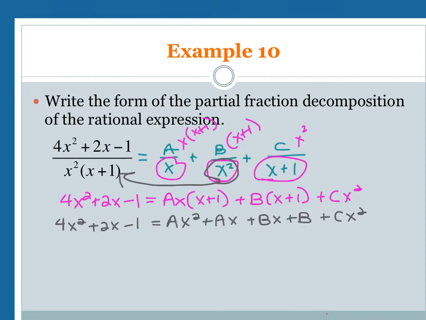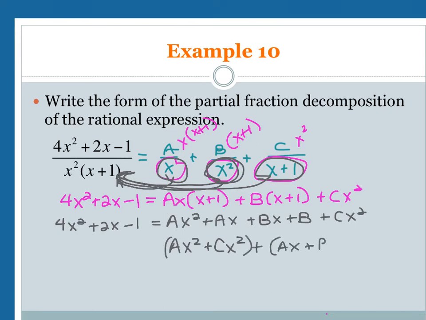All right, now on the right-hand side, I'm going to group together all the x squareds, all the x's, and all the constants. So this is going to get ax squared plus cx squared. They both have an x squared. I'm going to group together anything that has x to the first, so ax plus bx, and whatever's the constant, which is b.